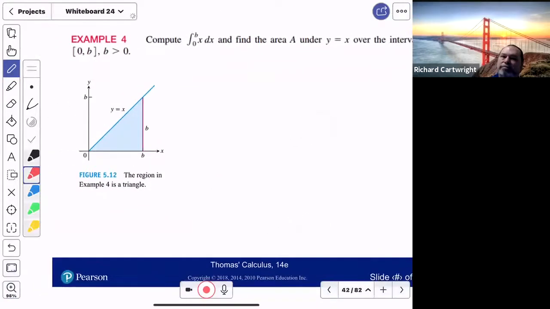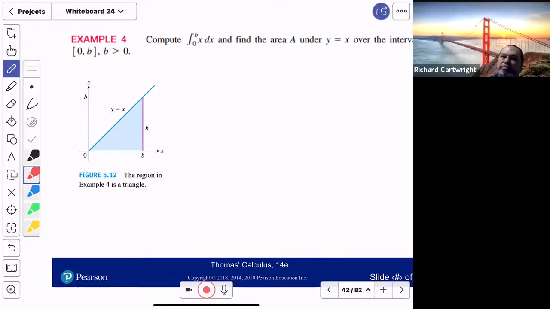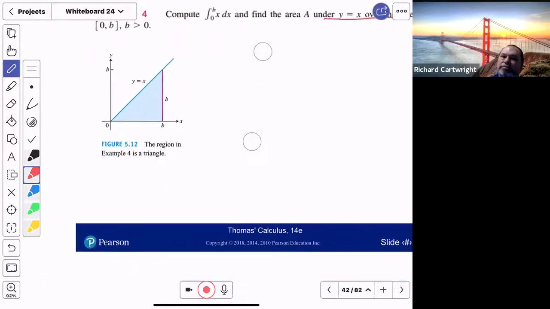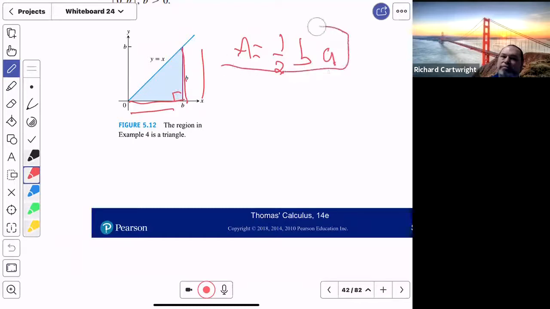Let's do one, okay? Compute the integral from a to b of x dx, and I don't know a and I don't know b. So this answer is a and this part is b. That's all I can say. How about geometry? That's a right triangle. 1/2 times the base times the height. That's simple. There's my area.